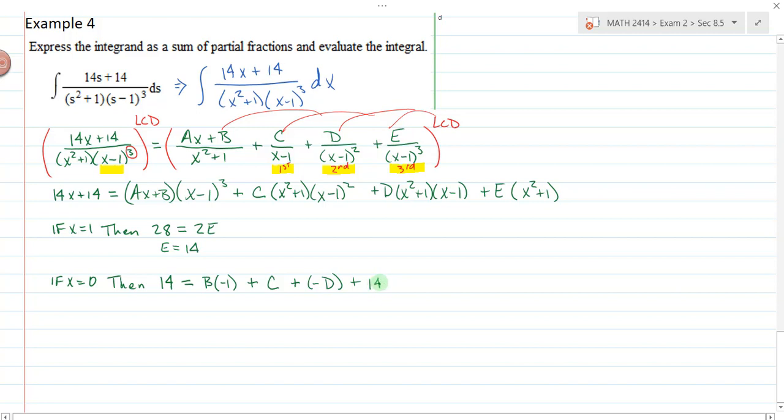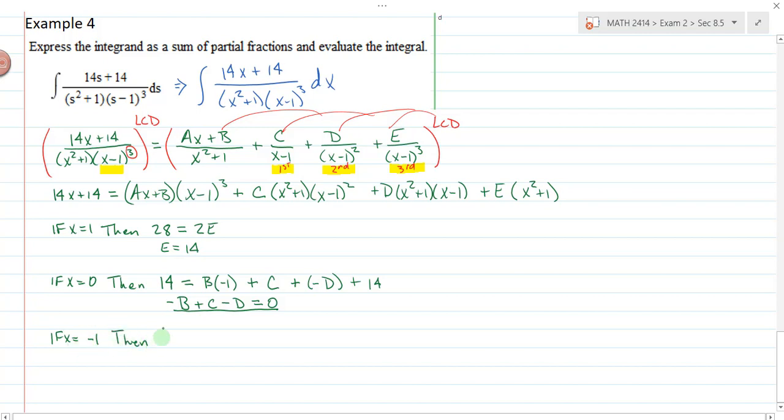Now we can subtract 14 from both sides of the equation, and I'm left with the equation negative b plus c minus d equals 0. That's one of my equations. So I've let x be 1. Now I want to let x be negative 1. Let's just keep the number small to keep the arithmetic easy.